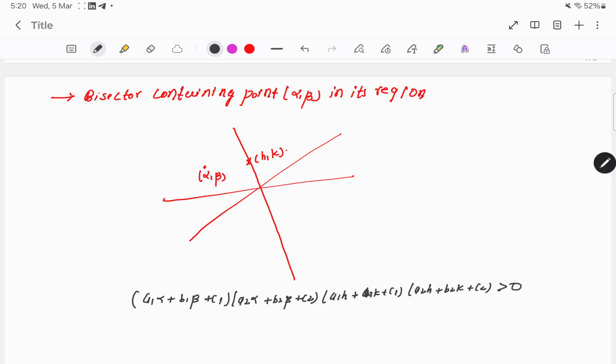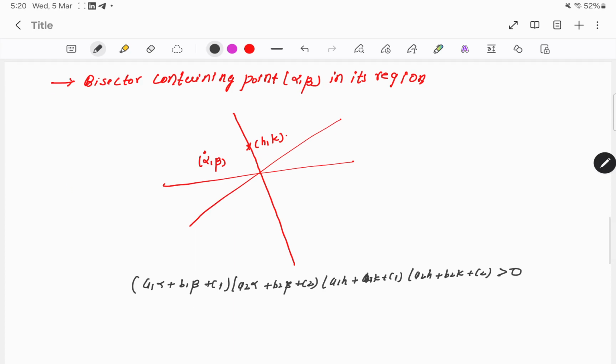Simple here, put alpha comma beta in its line. If the product is greater than 0, then equation number 1 is the angular bisector. If the product is less than 0, then equation number 2 is the angular bisector. So simply what you have to do is put the point alpha comma beta in the line.